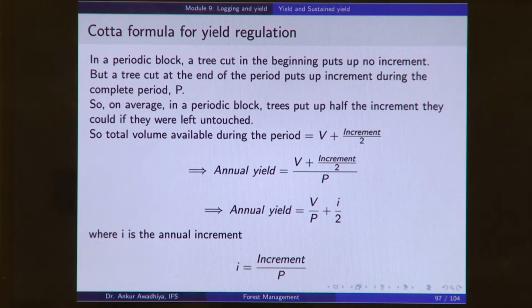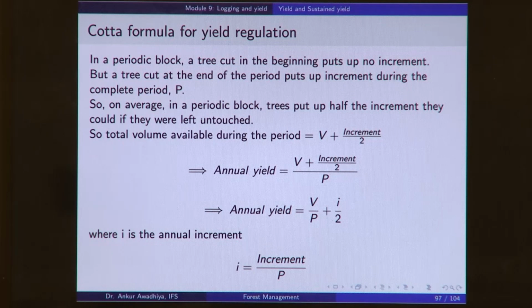Next is the quota formula. Now, the quota formula says that in a periodic block, a tree cut in the beginning puts up no increment, because this tree is gone. So, if there is no tree, there will not be any increment. So, a tree that is cut at the beginning is putting up no increment, whereas a tree that is getting cut at the end of the period is getting the whole period of p years to put up the increment. So, it puts up the complete increment that is possible for it.